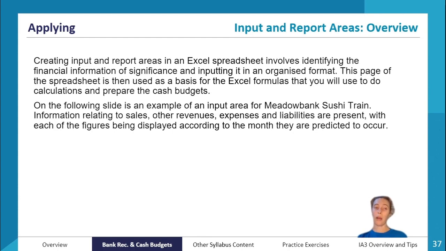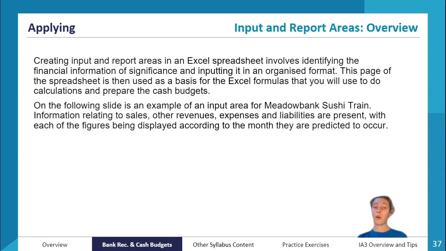So input and report areas. This is about identifying the financial information of significance and putting it into the spreadsheet in a really organized format. So the page of the spreadsheet where you do this is then used as the basis for the Excel formulas or the other spreadsheet formulas. You may use Google Sheets, for example. It's the formulas that you will use to do the calculations and prepare the cash budgets.